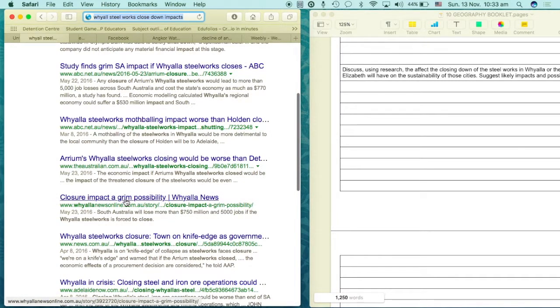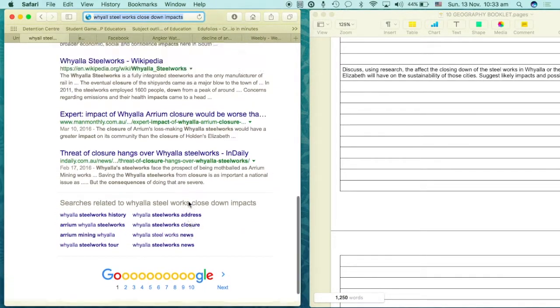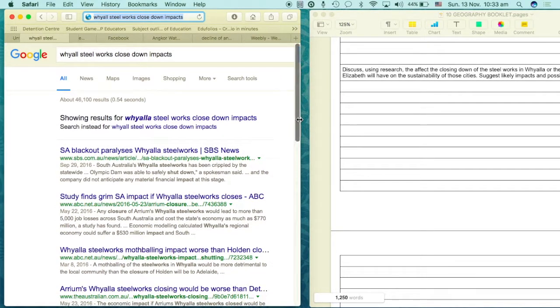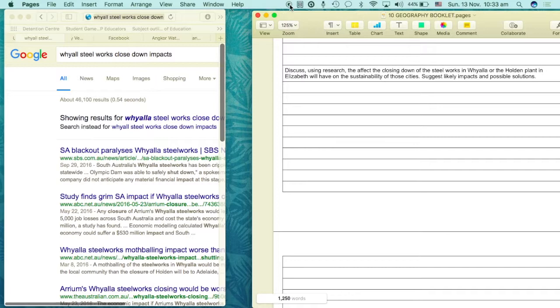So look, there's quite a few. I've just done a quick web search for, well, I spelled Whyalla wrong, Whyalla Steelworks closed down impacts, and there's lots of stuff there. So it's not going to be difficult to find the information. It's about processing that information and working out what you think is going to be the impact. And don't forget the second half, which is possible solutions. So if the Whyalla Steelworks closed down, what else can they do? How can they support the workers? How can they create more jobs for the economy? What else can they do?